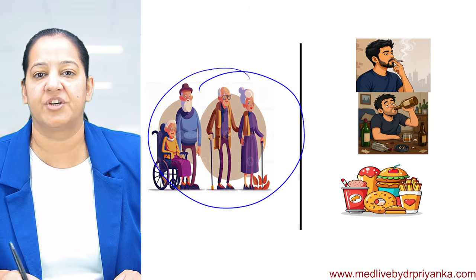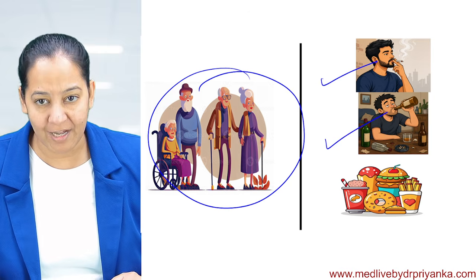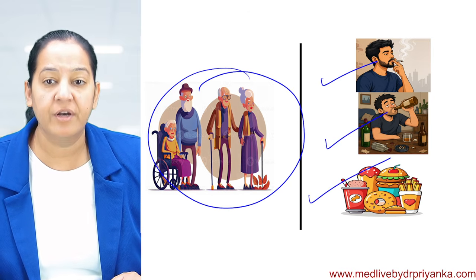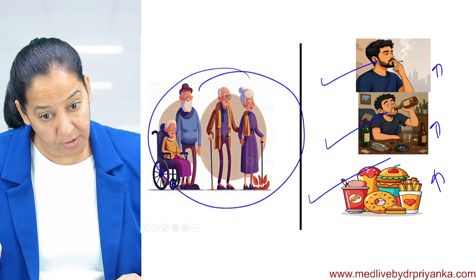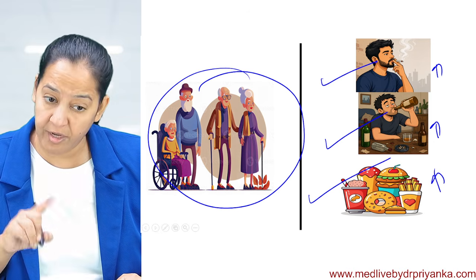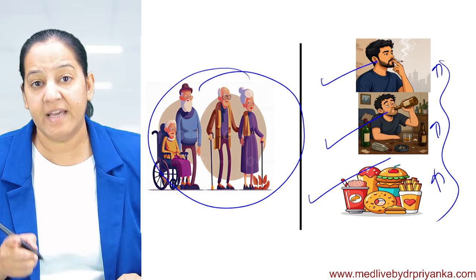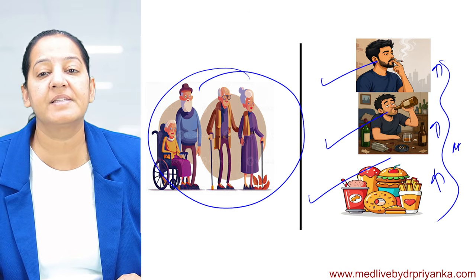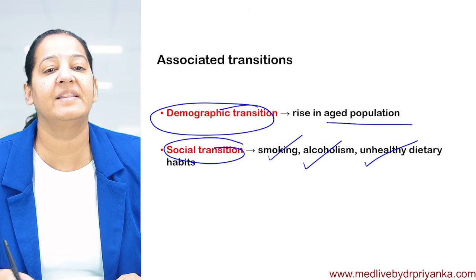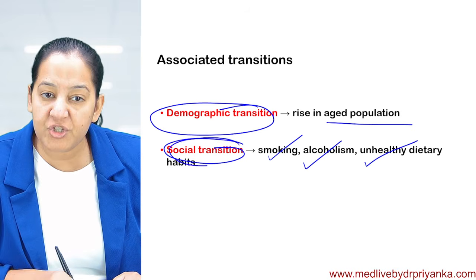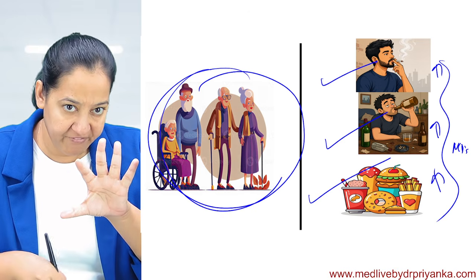And social transition. Nowadays, the trend of smoking, alcoholism, and junk food is increasing. That is the modern lifestyle we call. And because of this, the incidence and prevalence of non-communicable diseases are increasing because of lifestyle modification. Smoking, alcoholism, unhealthy diet, junk food, that is known as social transition. So this is demographic transition.